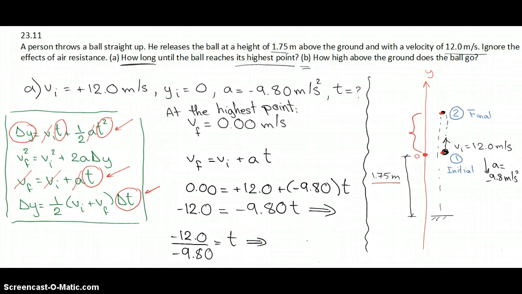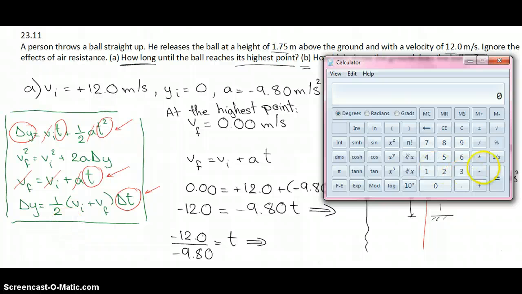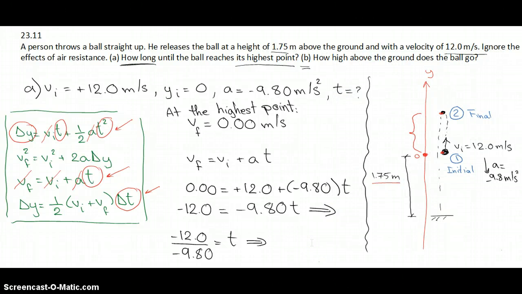Use your calculators, girls, to find t. The answer is negative 12 divided by negative 9.8, as we can see, 1.224 and so on. How many significant figures do I use? I use only 3 because I was given 3 in the problem. So 1.22 seconds, and time equals to 1.22 seconds.